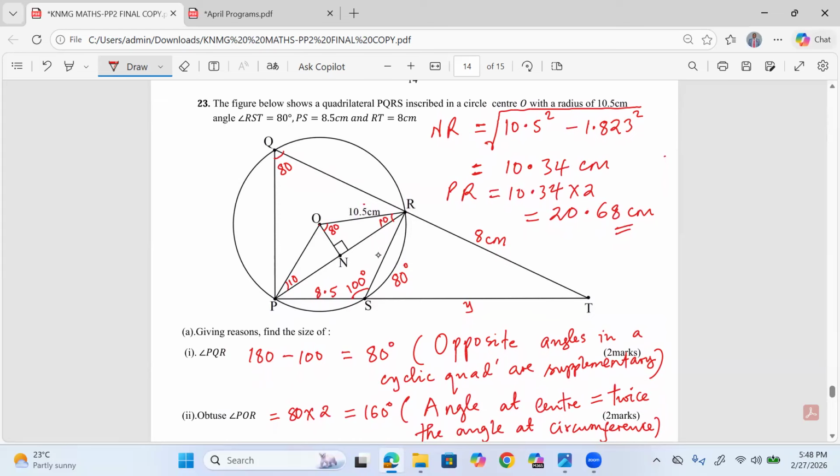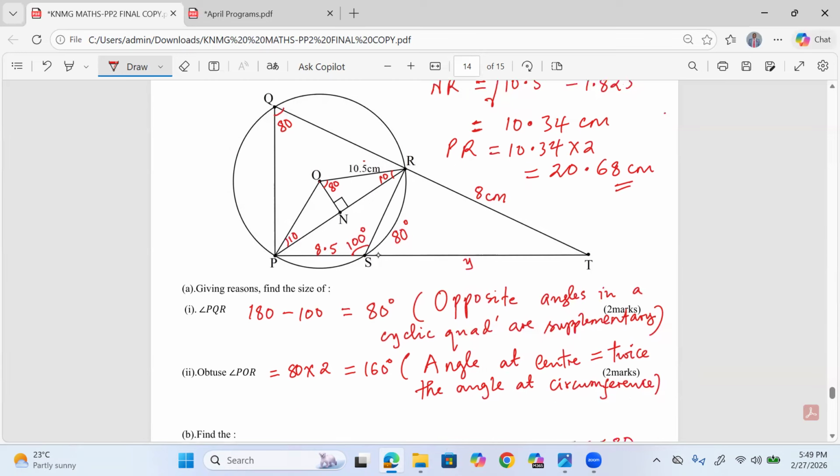We also have the length 8. So the length 8 is also known. And on the lower side, PT, we have part of PT known. If part of PT is known as 8.5, then we can get the remaining part. And it will be very easy to do that.